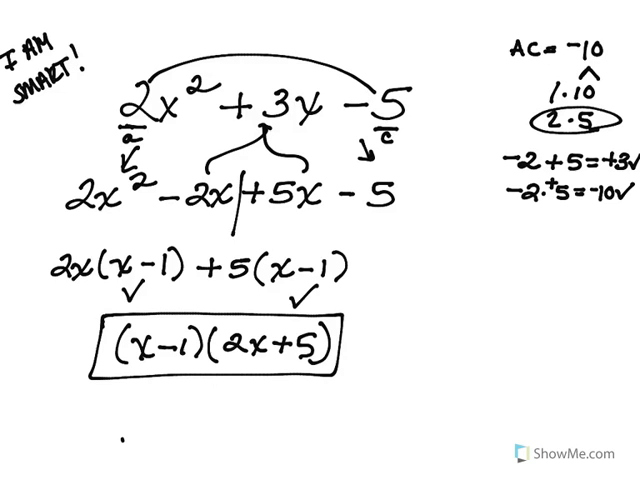And you have factored the trinomial. It's 3 lines, and that's it. You're done.